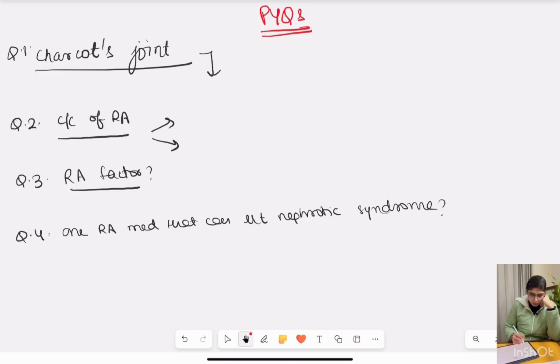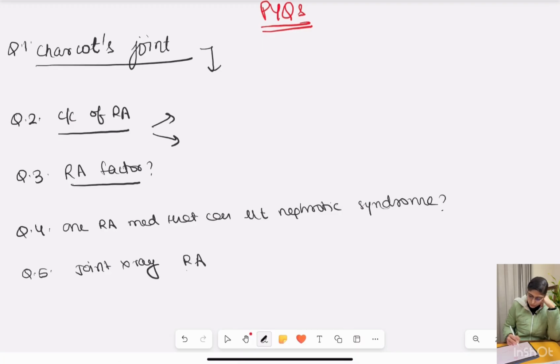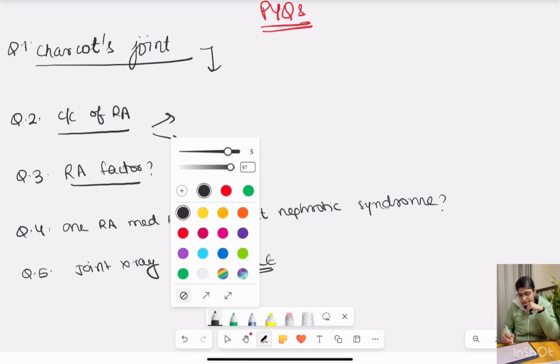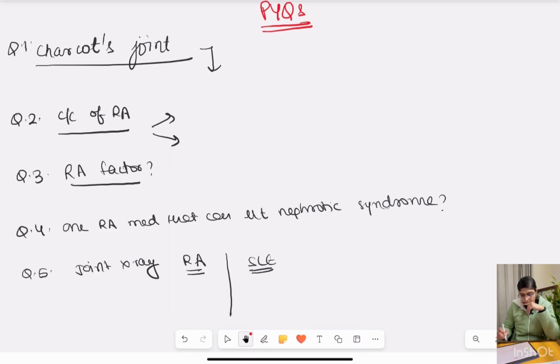Then, what is the difference that you find in a joint X-ray in an RA patient and in an SLE patient? Okay, answer. Come on, I'll give you a minute. All right. Okay, let's discuss.